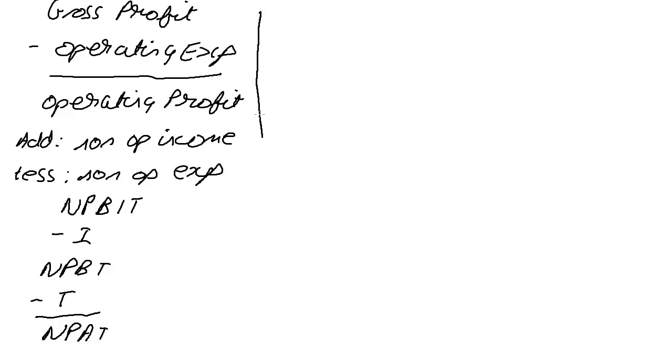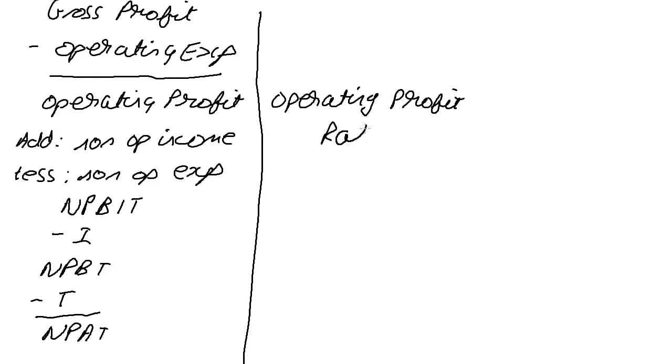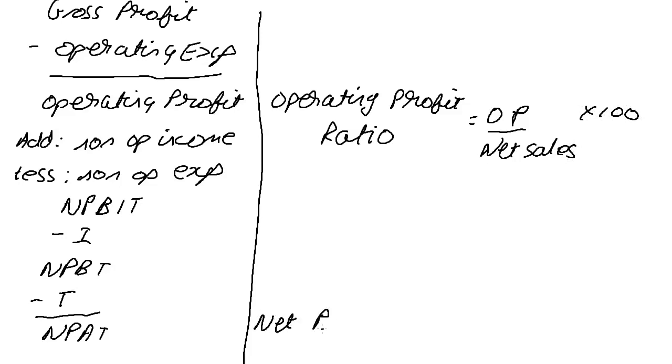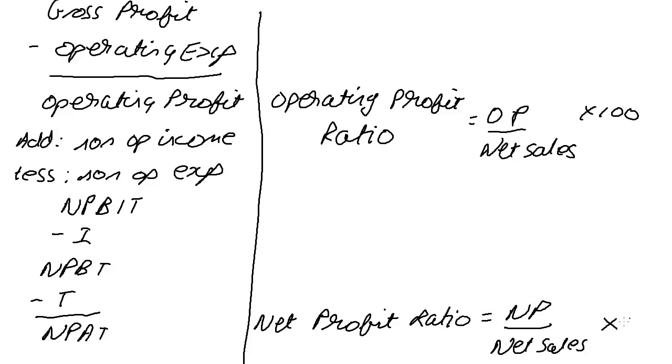Now, corresponding to this, we have something called the operating profit ratio, which is equal to operating profit, and I'm just going to use short forms: operating profit upon net sales into 100. Similarly, the net profit ratio is equal to net profit upon your net sales into 100.